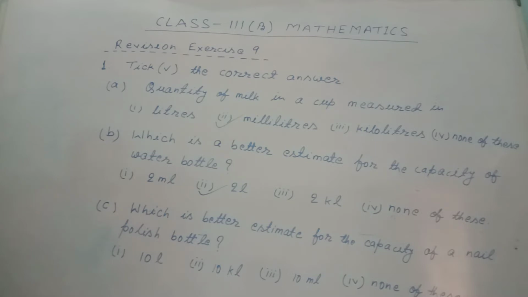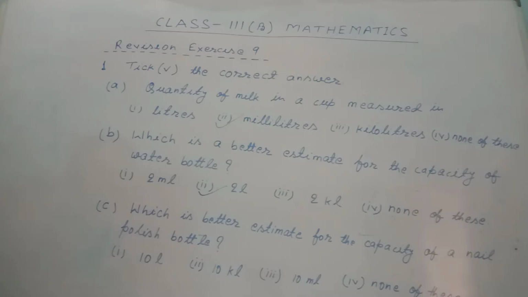Question number C. Which is better estimate for the capacity of a nail polish bottle? Nail polish, that is very small container in which nail polish is kept, and a small container will contain a small quantity, and a small quantity is measured in milliliter. You have 4 options. Option number 1 is 10 liter. Option number 2 is 10 kiloliter. Option number 3 is 10 milliliter. Option number 4 is none of these.